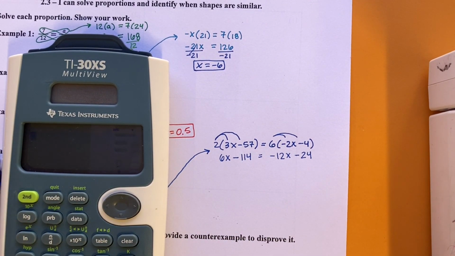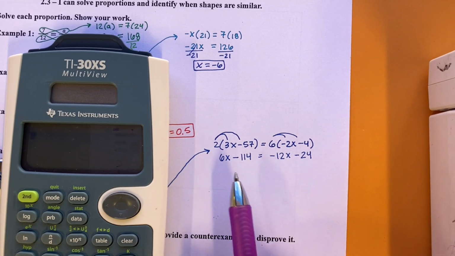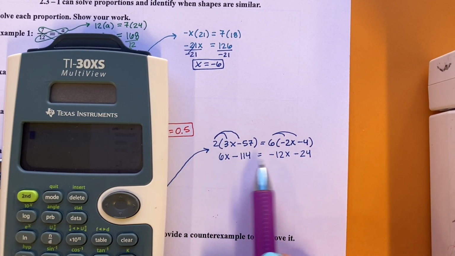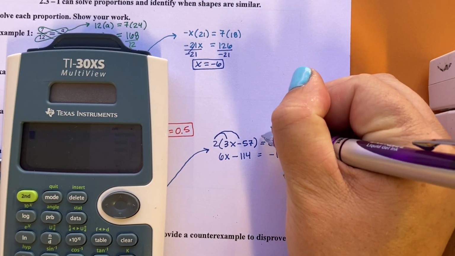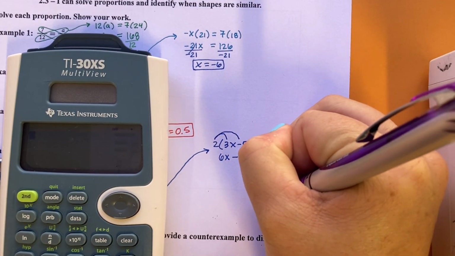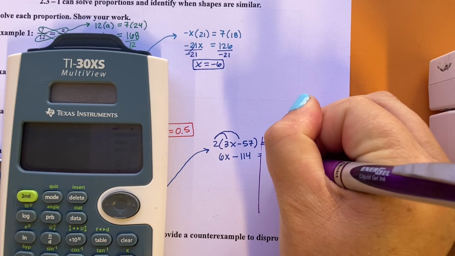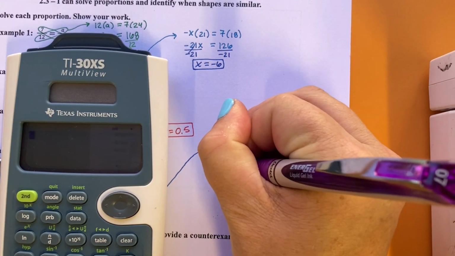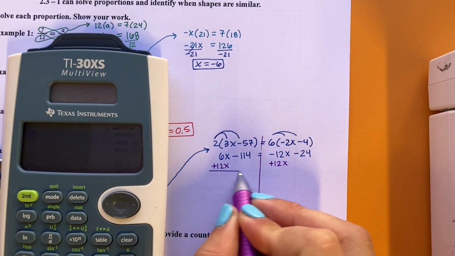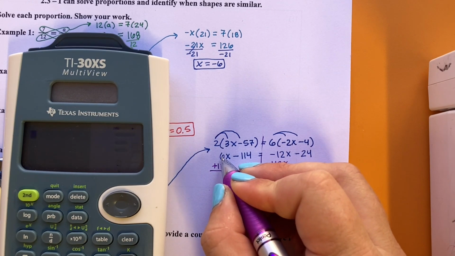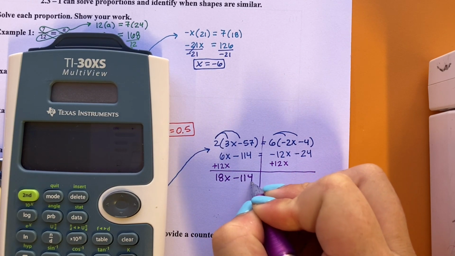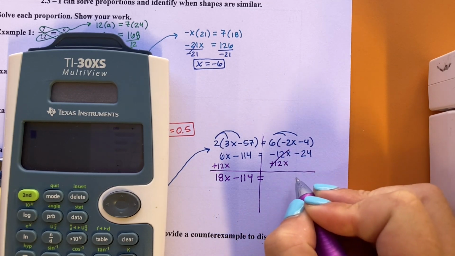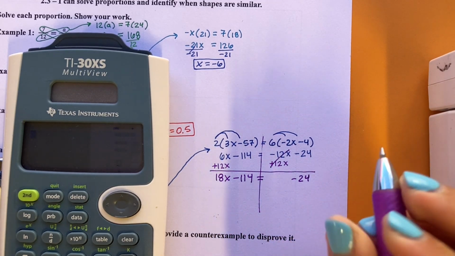I now want to solve for x. There are 2 x's here. I cannot just combine them together, so I need to move them across this equal sign. So we're going to add 12x. Add 12x. 6, 7, 8. That gives us 18 x's. Minus 114 equals negative 24.